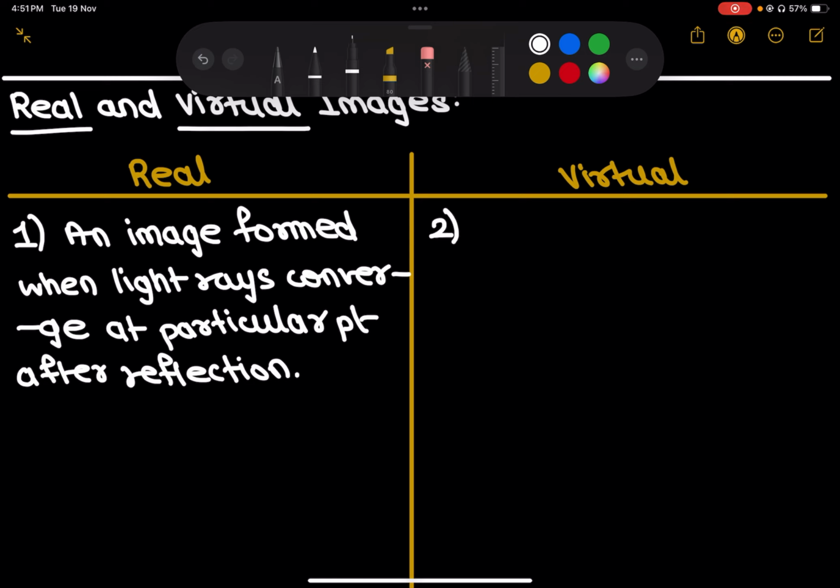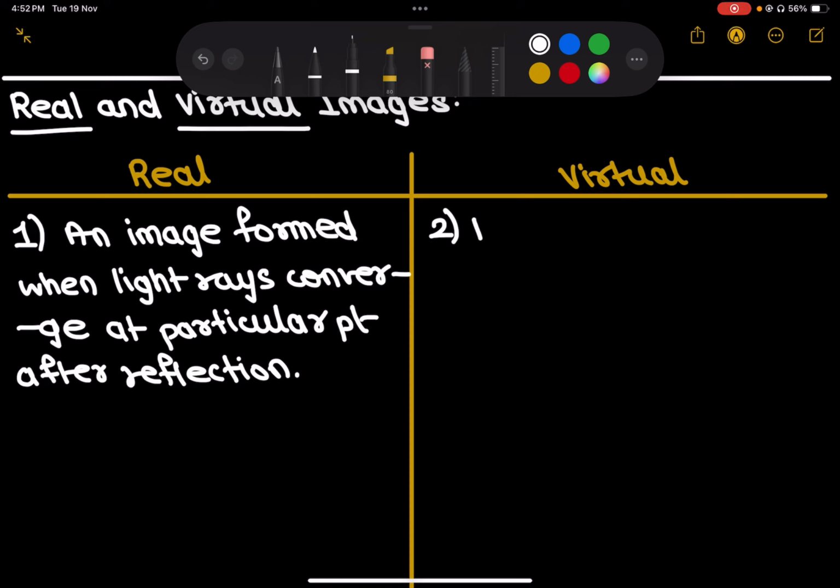Now, what is virtual? Virtual means an image which is formed when the rays appear to meet at a particular point after the reflection from the mirror. It is known as a virtual image. So they appear to meet. They do not really meet. They just appear to meet. Okay, so it is not actual.